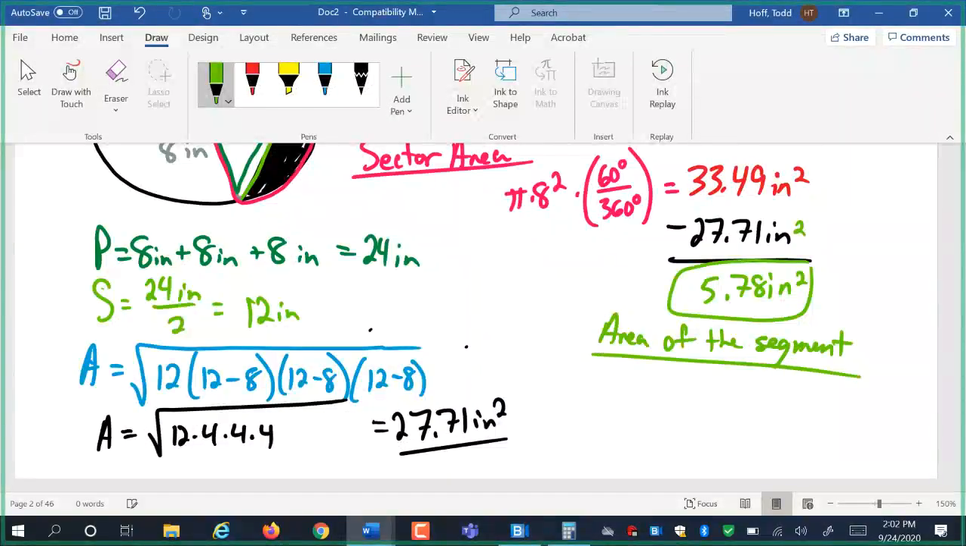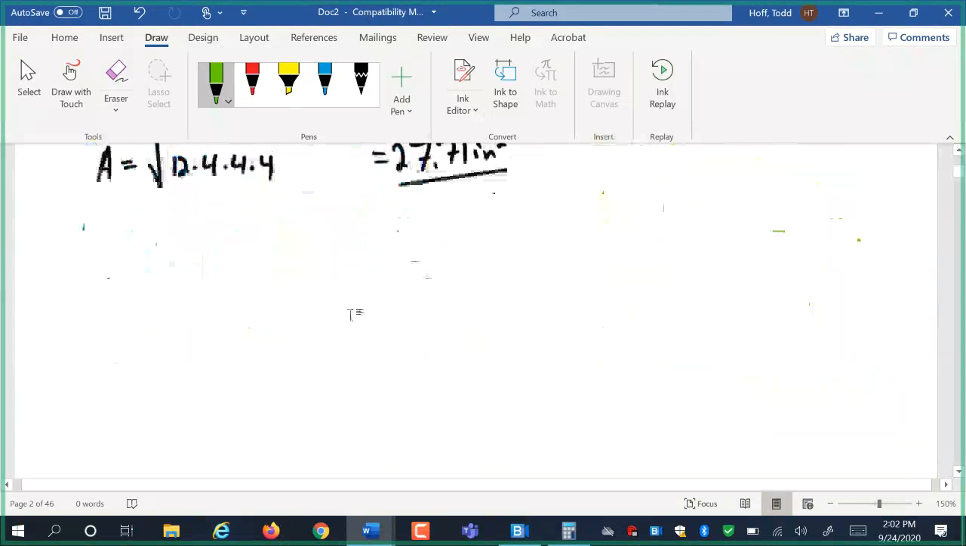So to find the area of the segment, there really isn't anything new there as far as concepts. It's just combining a few of the concepts we've already learned together to do one problem.